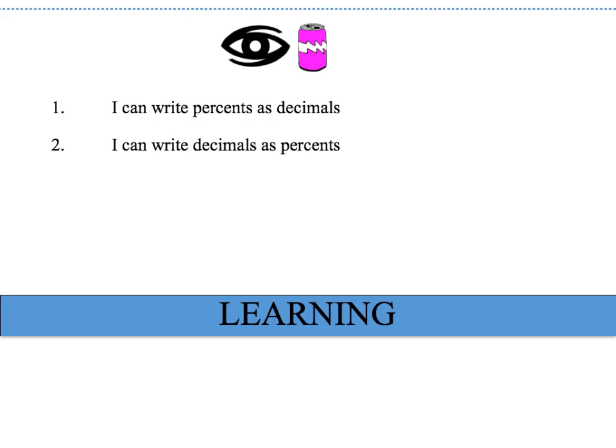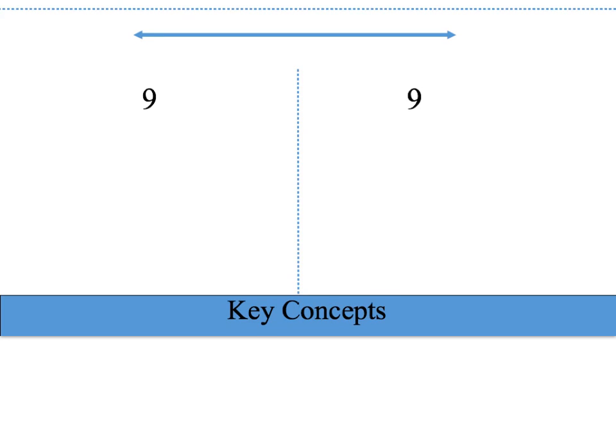This lesson has two I can statements. The first one says I can write percents as decimals, and the second one says I can write decimals as percents. For our key concepts, let's look back at the horizontal number line.